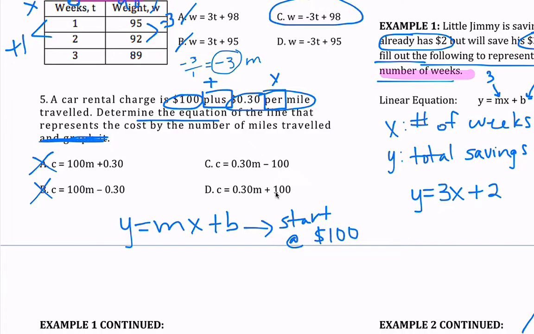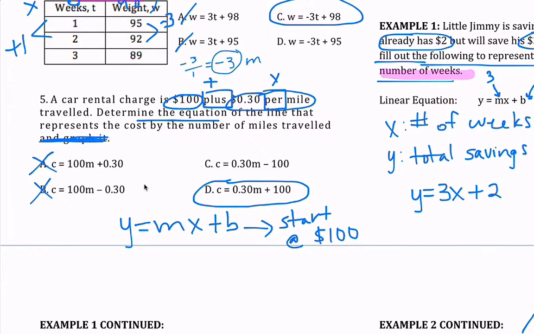So now between C and D, they both say 100, but the difference here is this is a negative 100, this is a positive 100. So by default, I already know my answer is D based off of the starting point only. I know we're going to start at $100. So positive 100, you have to pay 100. Okay, 30 cents per mile. This is a dead giveaway for your slope, your rate of change. So 30 cents for every mile plus the $100 fee.